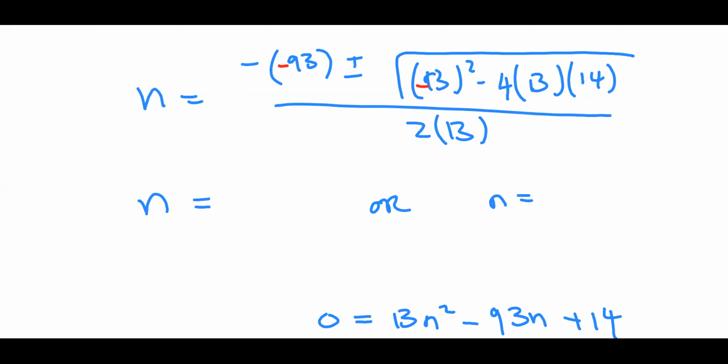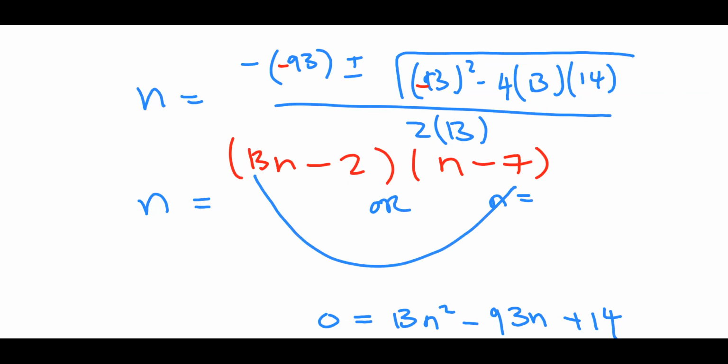3n minus 2 in the one bracket, and then the other bracket n minus 7. Wait a minute, give me again. 3n minus 2. Oh, but it can't be 3. Shouldn't it be the factors of 13? It is 13n minus 2. Yeah, this makes sense, because 13 times 7 is 91, and then if you add the 2, you get 93.